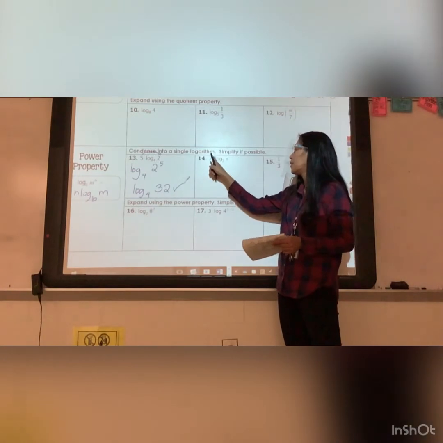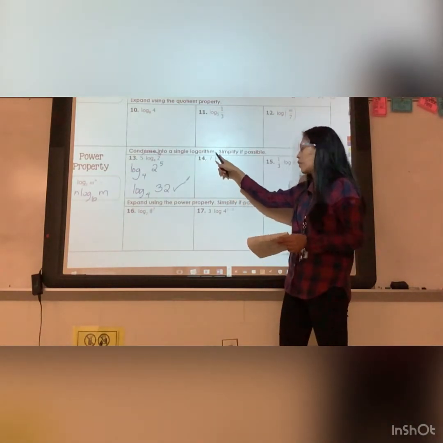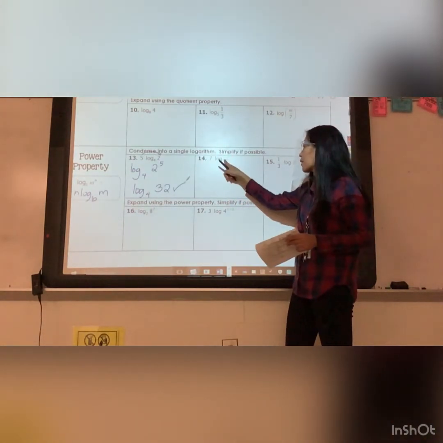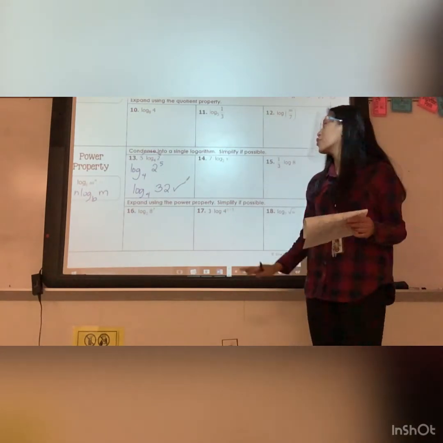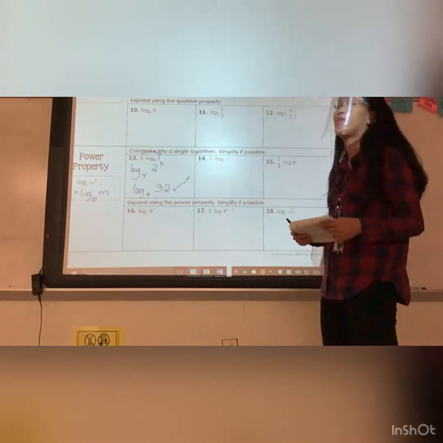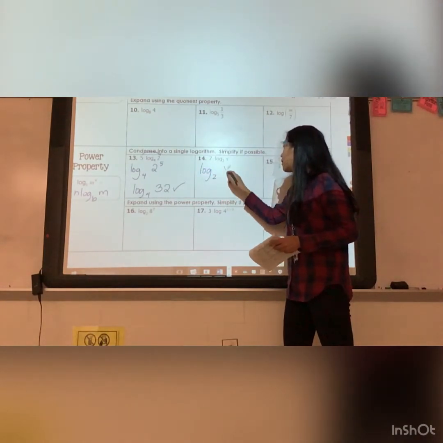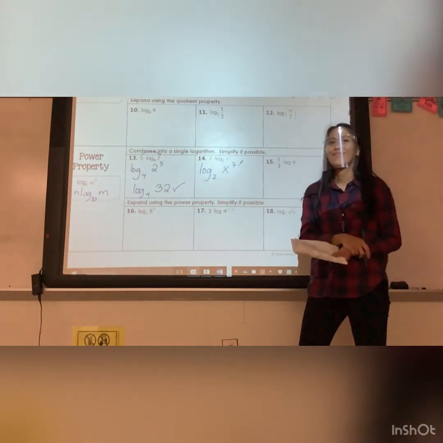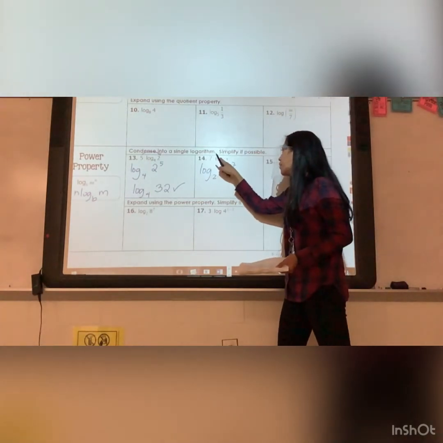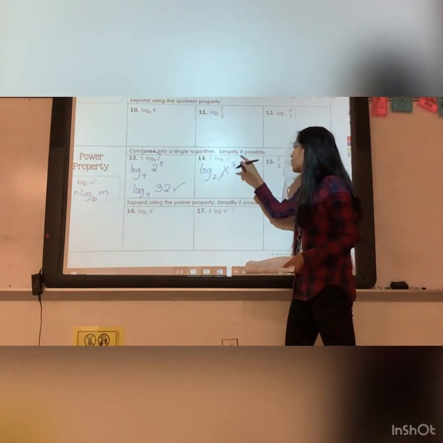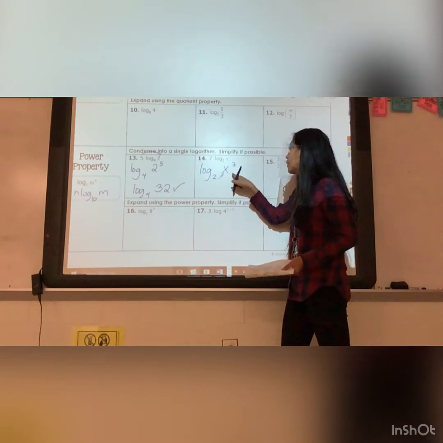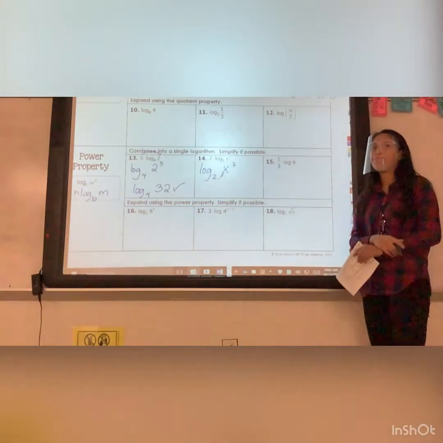Again, this one will be the exponent of your x. Okay? So what is going to be our answer for number 14? Log base 2 of x to the 7. That's it. Okay, good. 7 will be put as the exponent.